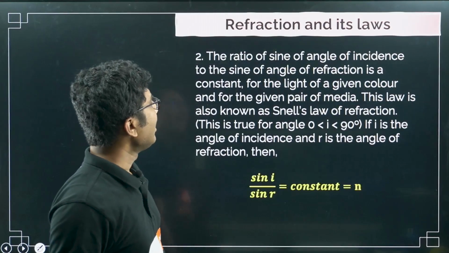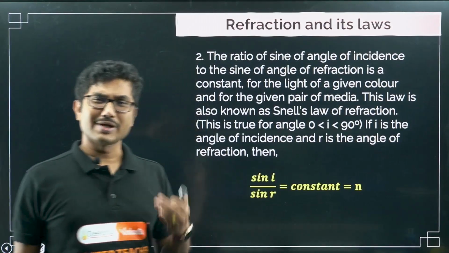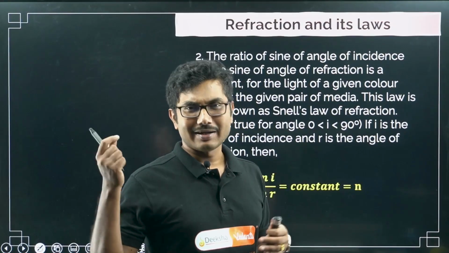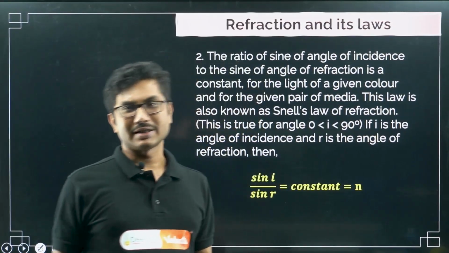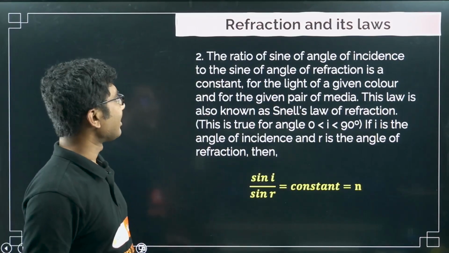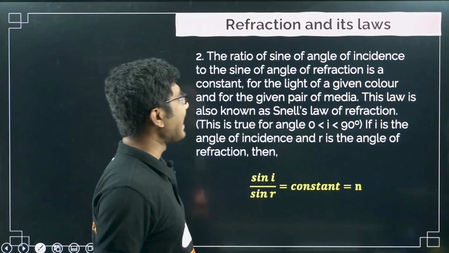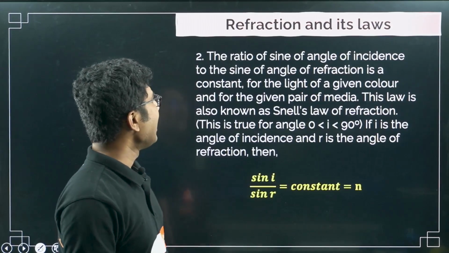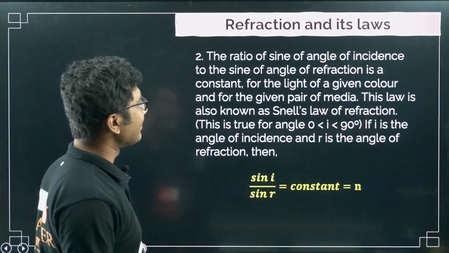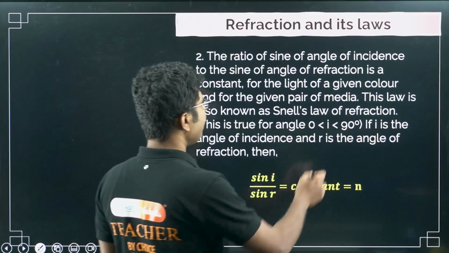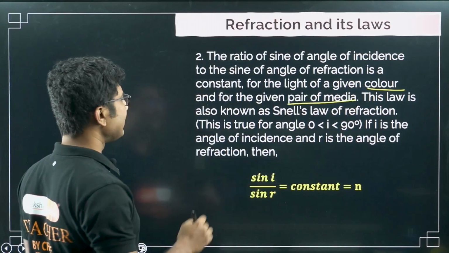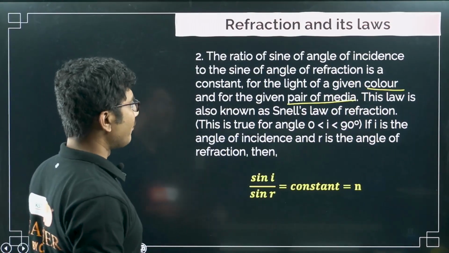Now there are two laws. The first law is the same as the laws of reflection: the incident light, the refracted light and the normal drawn at the point of refraction all lie on the same plane. We are most focused on the second law. What is the second law? The ratio of sine of angle of incidence to the sine of angle of refraction is constant for light of a given color and for a given pair of media. This law is also known as Snell's law of refraction.